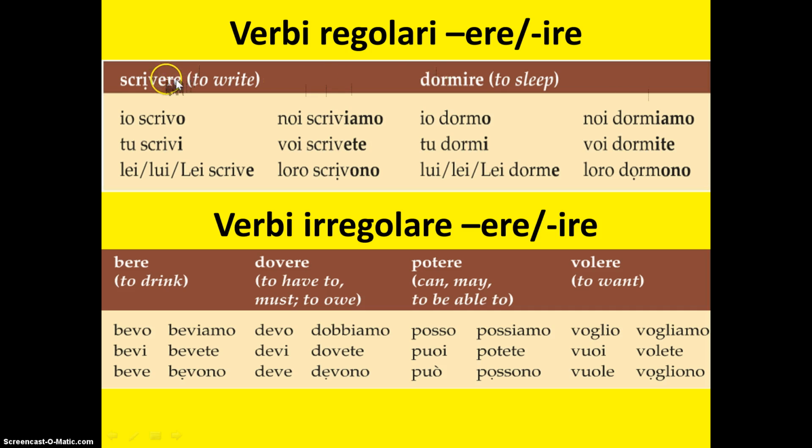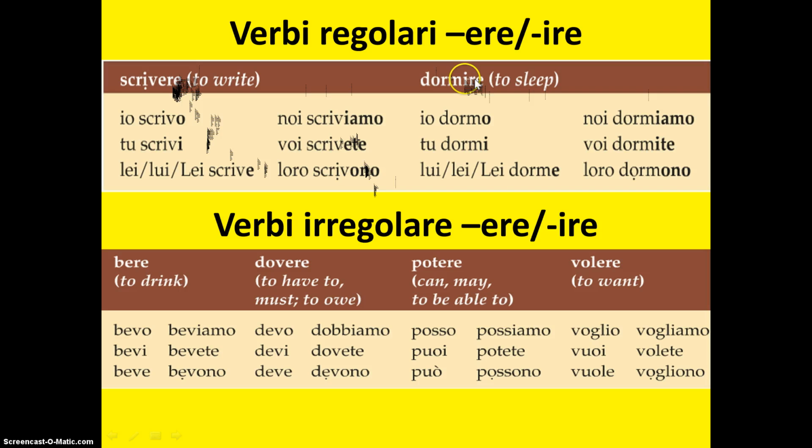In the case of scrivere, you remove the -ere ending that goes with the infinitive, and you're left with the base scriv. And then you add the regular endings for present tense verbs that are regular in the -ere form: o, i, e, iamo, ete, ono.